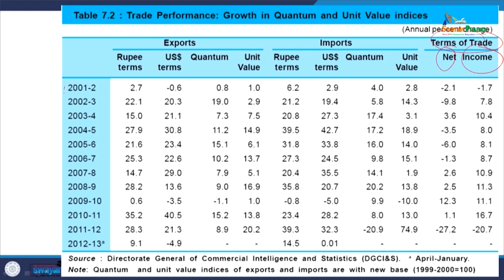Now, largely from these years till 12-13, as per the DGCIS report, as I mentioned earlier, we have seen that in many years we have negative terms of trade. And so far as income is concerned, in one year it is negative, in another year it is positive, but the most important indicator is net barter terms of trade, which is largely negative. That means we are more dependent on imports, our import prices are actually higher than our export prices. The net change is negatively impacting the terms of trade.